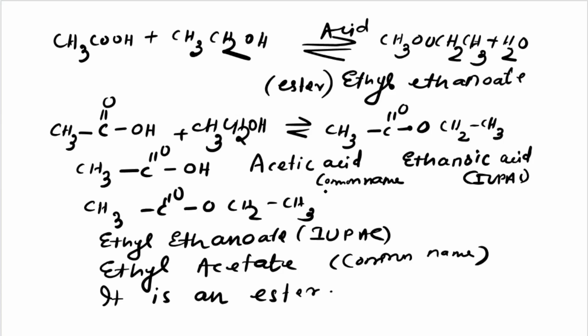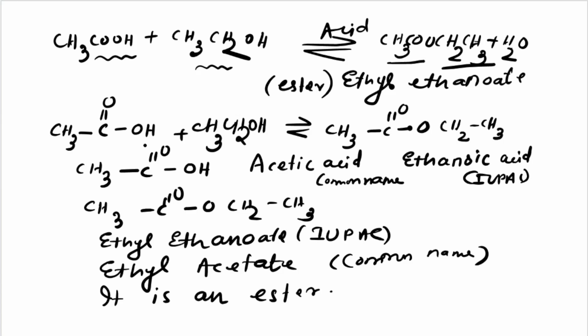CH3COOH, that is your acetic acid or ethanoic acid, and CH3CH2OH, ethyl alcohol or ethanol, react to give CH3COOCH2CH3. This part is known as the ethyl part and this part is known as the acetate part. So what is the common name? Ethyl acetate, or IUPAC name, ethyl ethanoate.